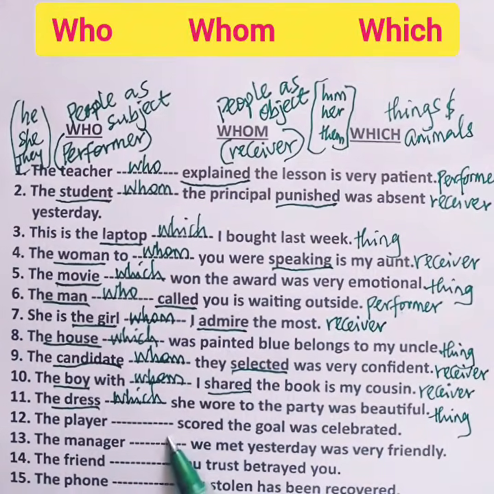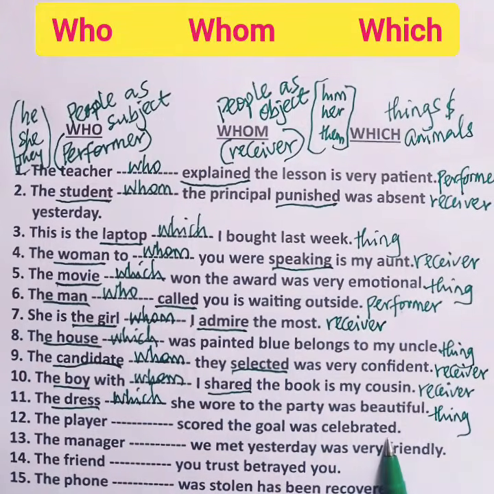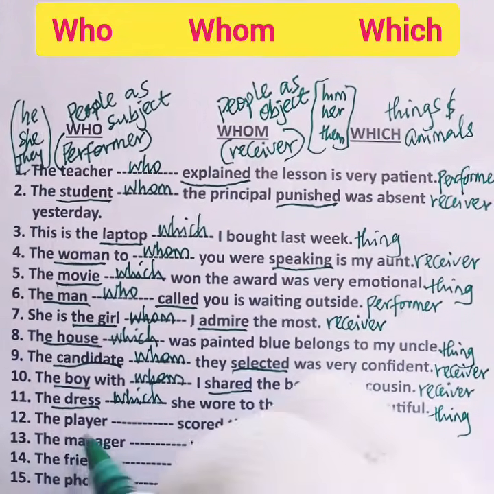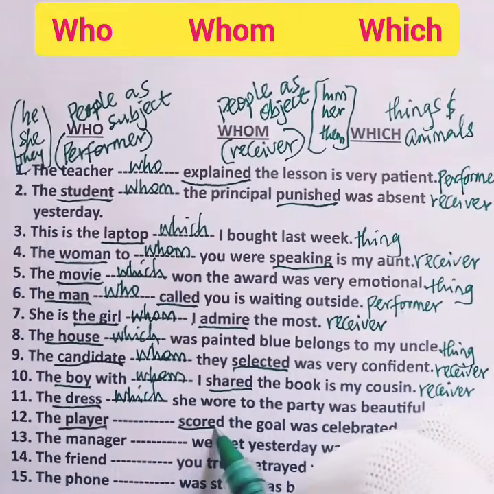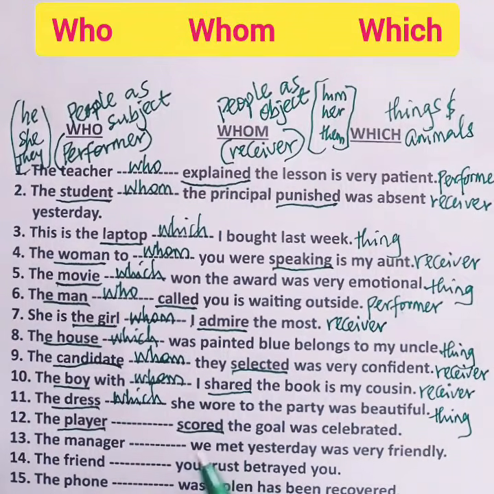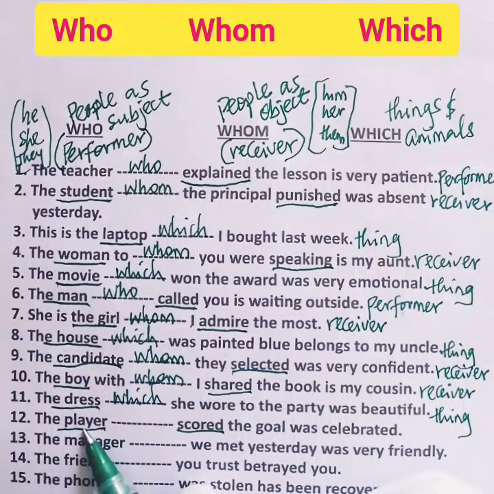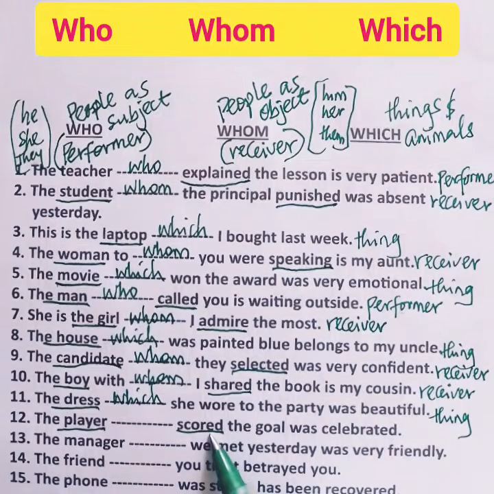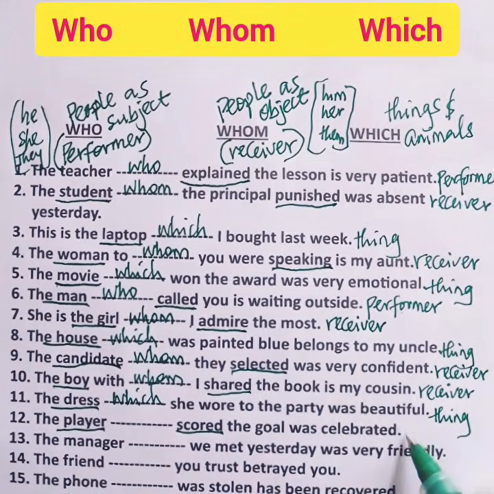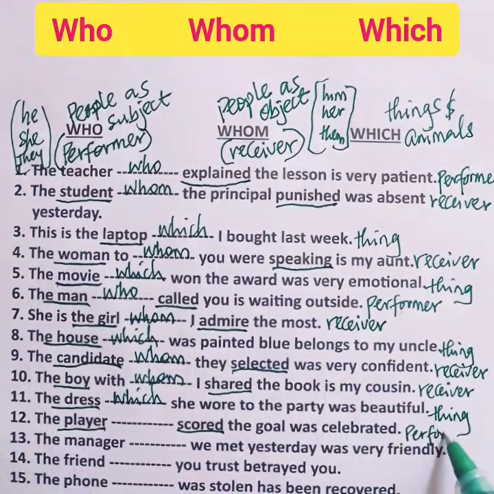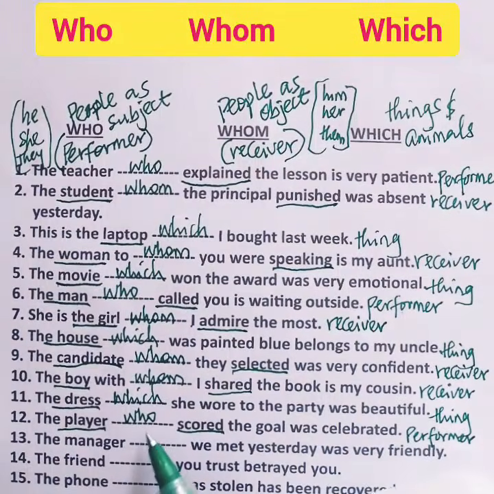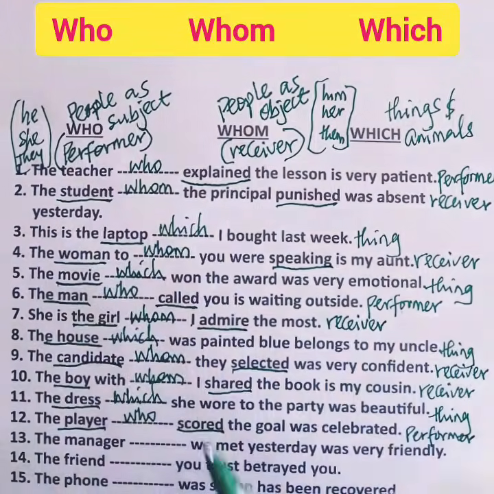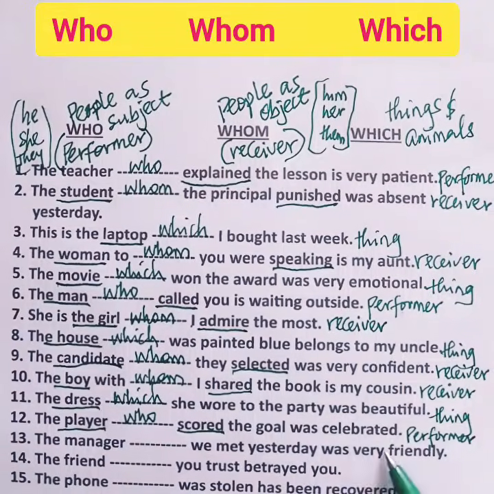12. The player blank scored the goal was celebrated. The key word is the player. What is the action in the sentence? Scored. This is the main action. The first action is to be considered. Who did the scoring? The player. So the player performed the action in the sentence. So it is the performer of action in the sentence. That means who is the correct word. Who is for performer of action. The player who scored the goal was celebrated.